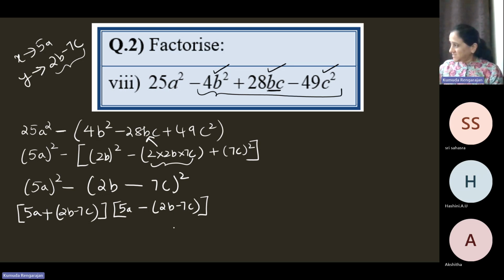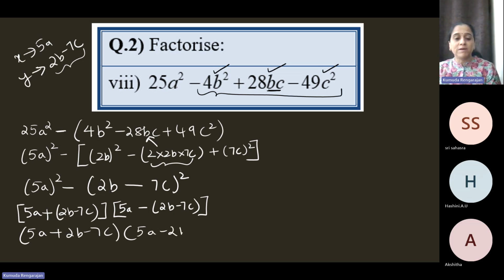Now, the last step is to bring the terms out of the simple brackets. Okay, so simple bracket, 5a plus 2b minus 7c into 5a minus 2b, minus into minus plus 7c. All right. What's the heading? Factorize. So how should the final answer look like? Product of factors. So 5a plus 2b minus 7c into 5a minus 2b plus 7c. You can see these two factors here.